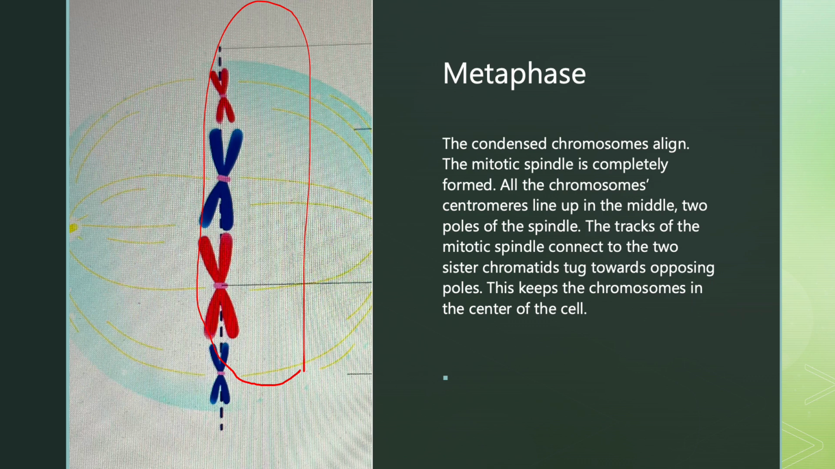They align between the two poles of the spindle. The tracks of the mitotic spindle connect to the sister chromatids, and they tug towards opposing poles, as you see, and this keeps the chromosomes in the center of the cell.